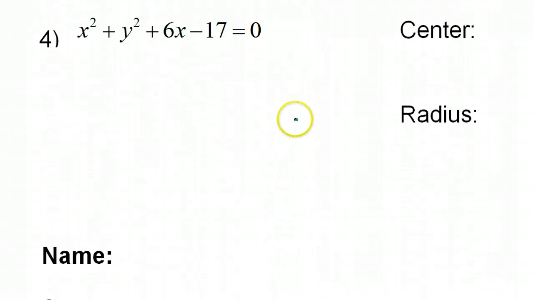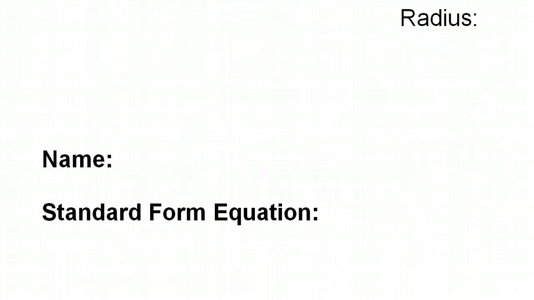Alright, number 4. At a glance, I know this is a circle. I know that because both of these are squared, it's positive, and the coefficients are the same. Well, 1 and 1. So this is definitely a circle.